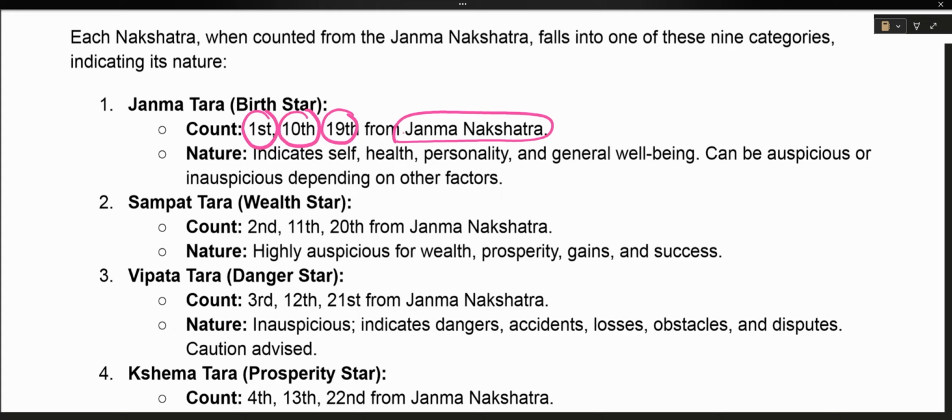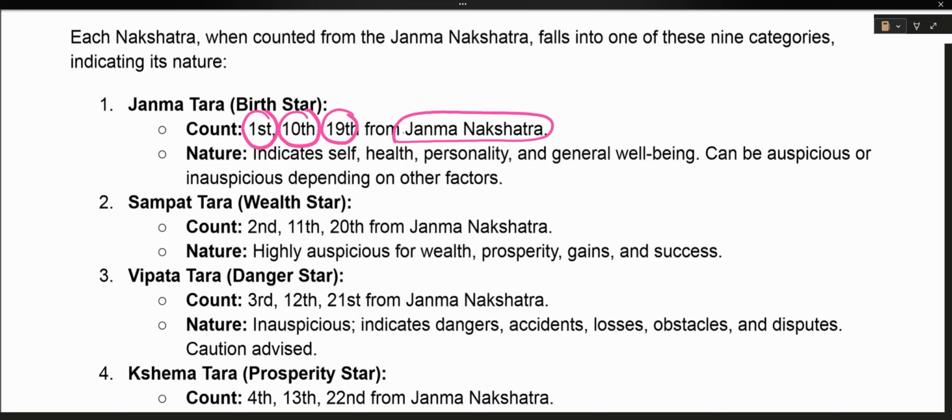Suppose Ashwini nakshatra is the Janma star. What will happen if we have a Janma Tara or Janma Nakshatra at the time of birth that is, suppose, Purvasara? For the Purvasara nakshatra, what will happen? The Janma star, or Janma nakshatra, will be the Purvasara nakshatra.